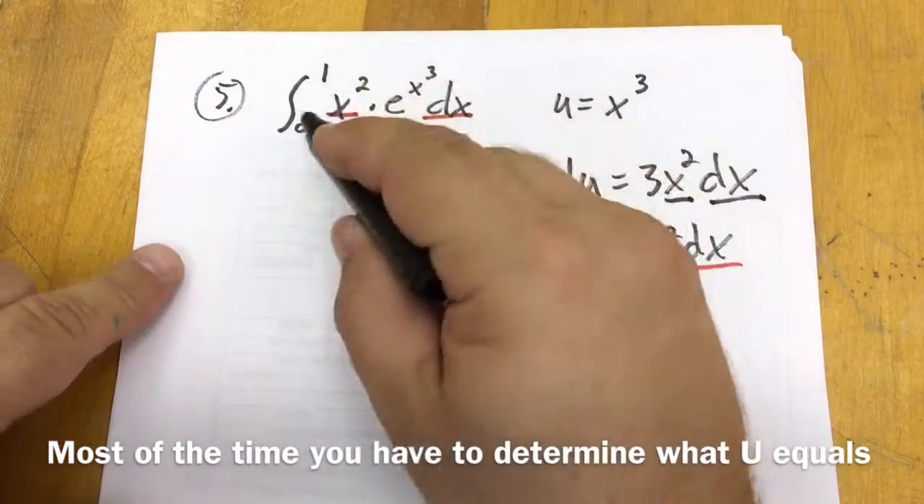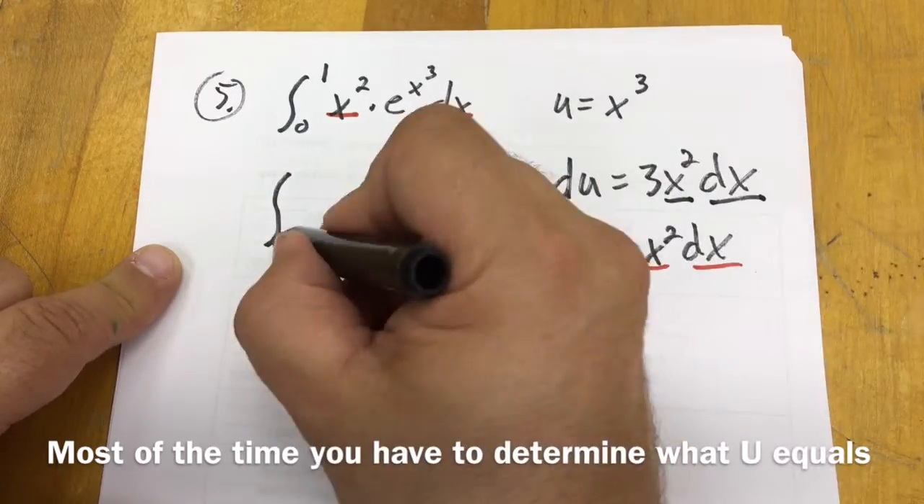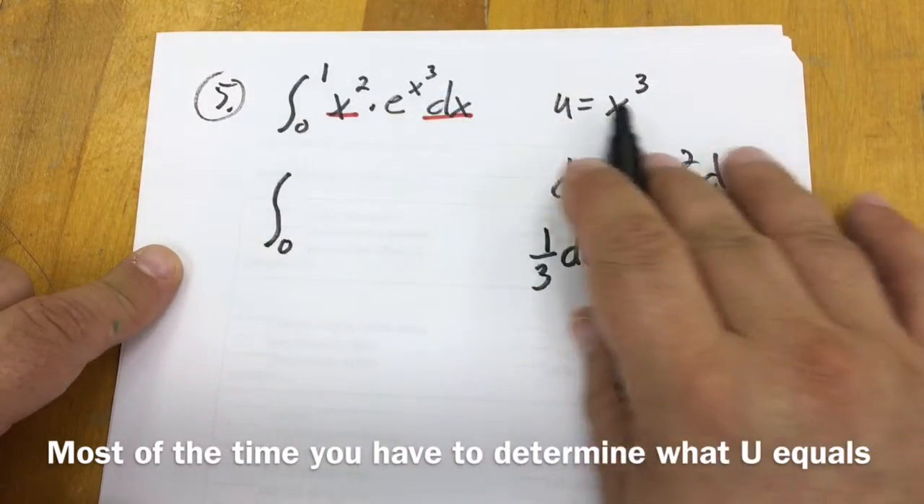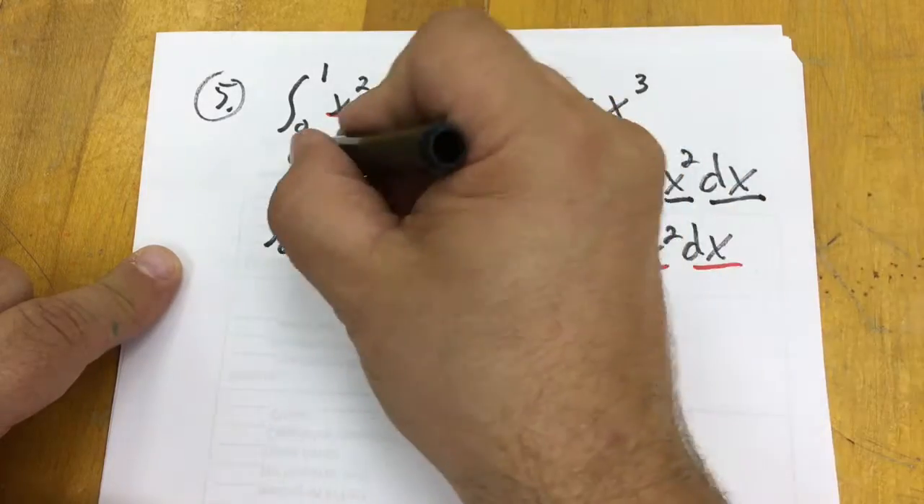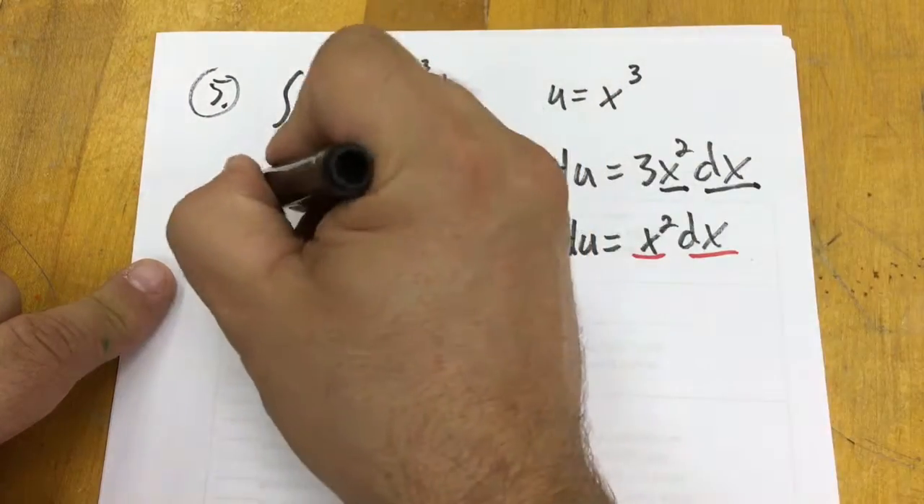I'm going to also reevaluate the interval from 0 to 1 and see what happens. When x equals 0, that's 0 cubed, u will equal 0. When x equals 1, 1 cubed, well, the interval didn't change. I'm a little surprised, but pleasantly surprised. Have to bring the 1/3 out front.